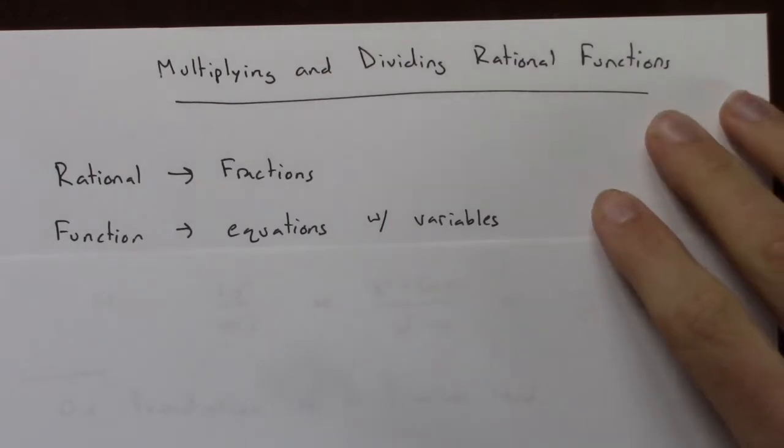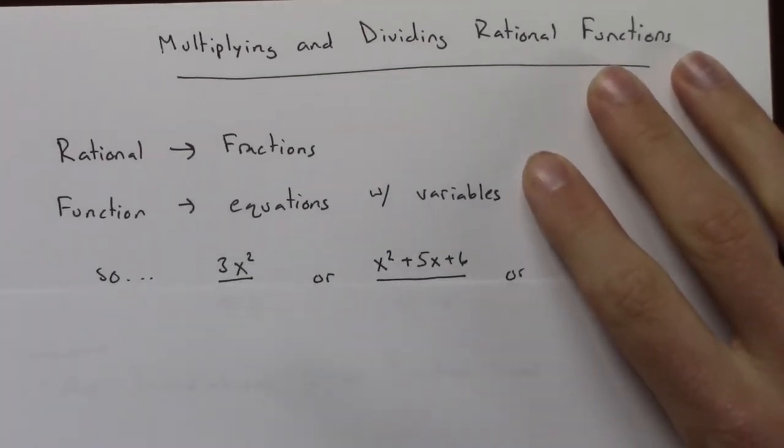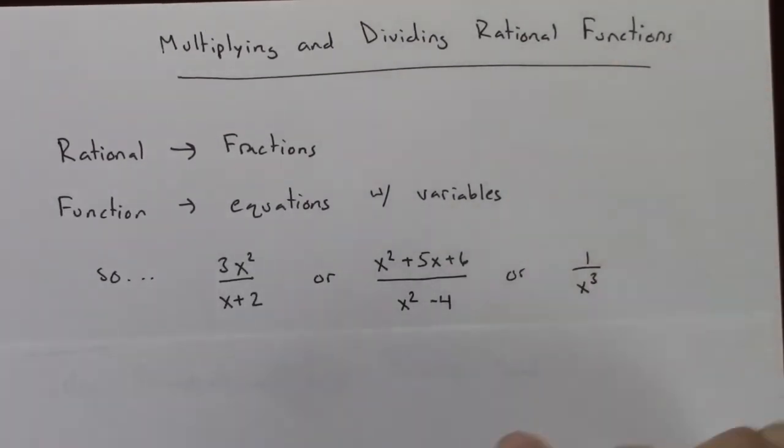So if we take those two things together, essentially what we're looking for is fractions with equations as their parts. We might see something like 3x squared over x plus 2. Or you might see something more complicated, x squared plus 5x plus 6 all over x squared minus 4. That is a rational expression or function. And then we've also got 1 over x cubed. So the idea is we not only have fractions, but we have stuff on top and on bottom.